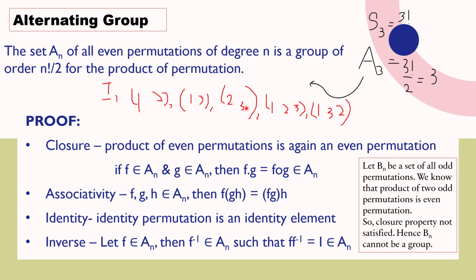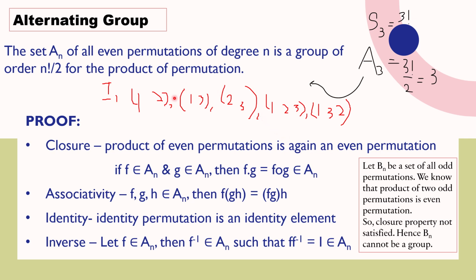What about them? These will not form a group. Why won't they form a group? Because in the previous video we saw that the product of two even permutations is an even permutation, and the product of two odd permutations is also an even permutation.